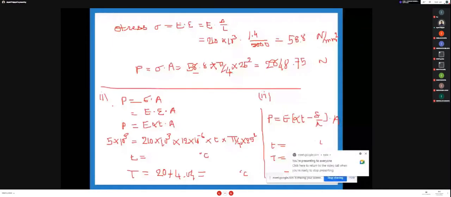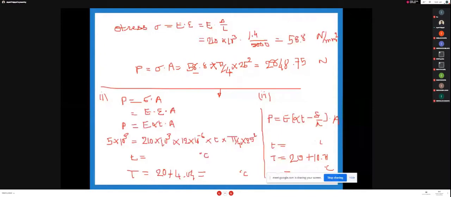So just you can see from this bottom one, this will be your second part. We know this equation, P is equal to stress times area. I put the stress equation, E times epsilon into area.